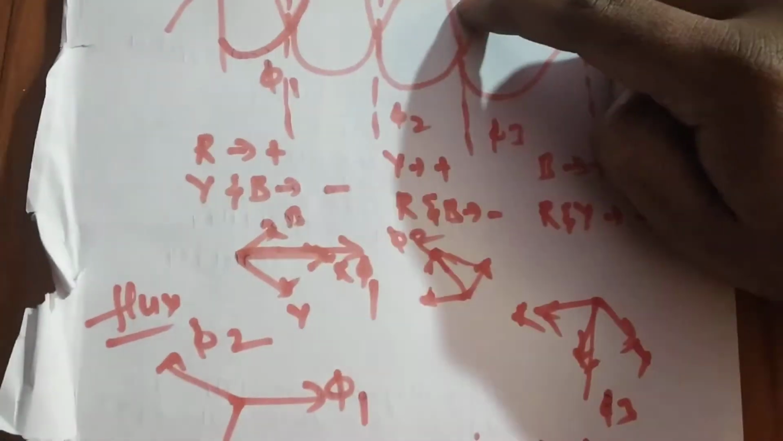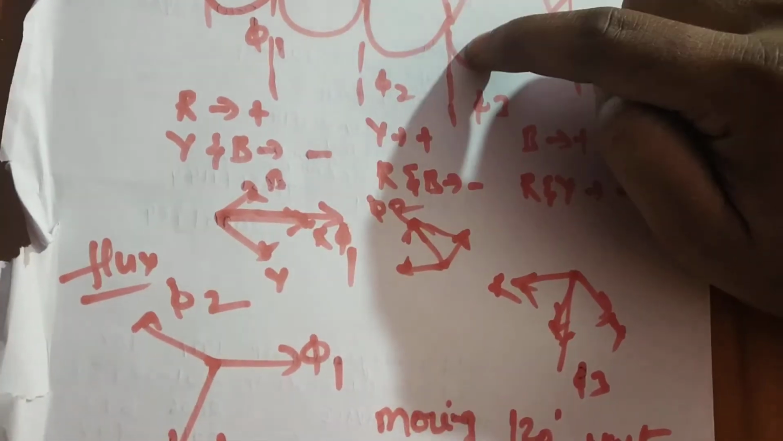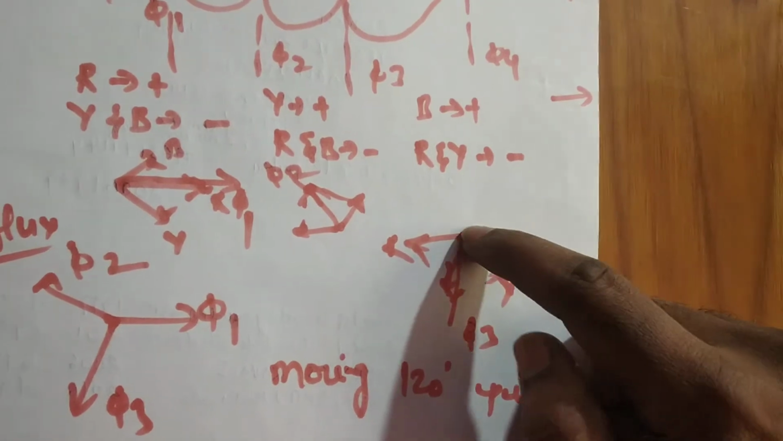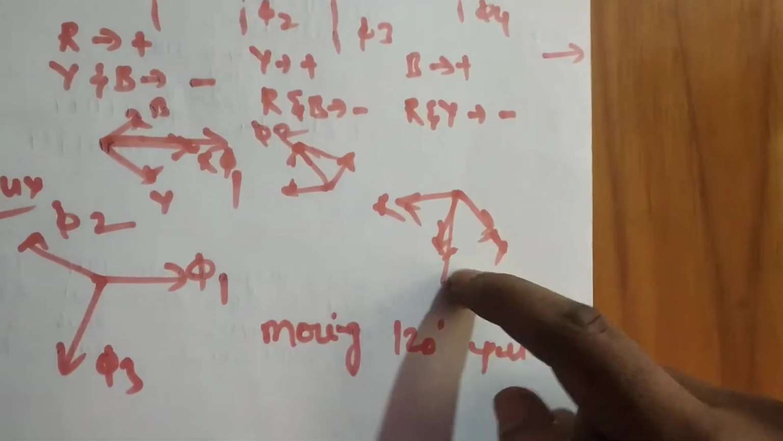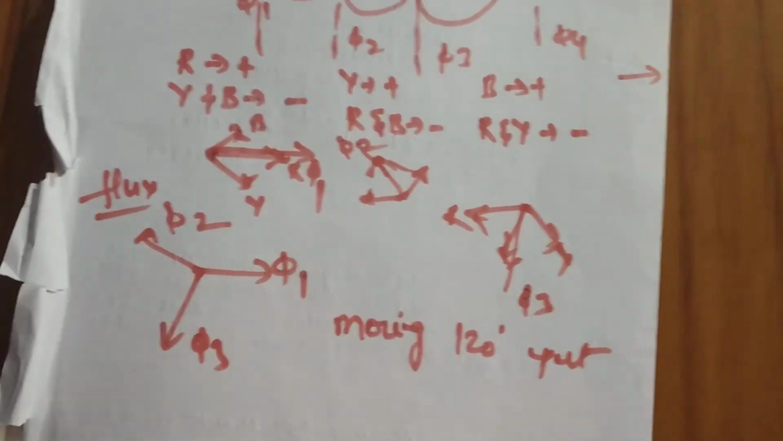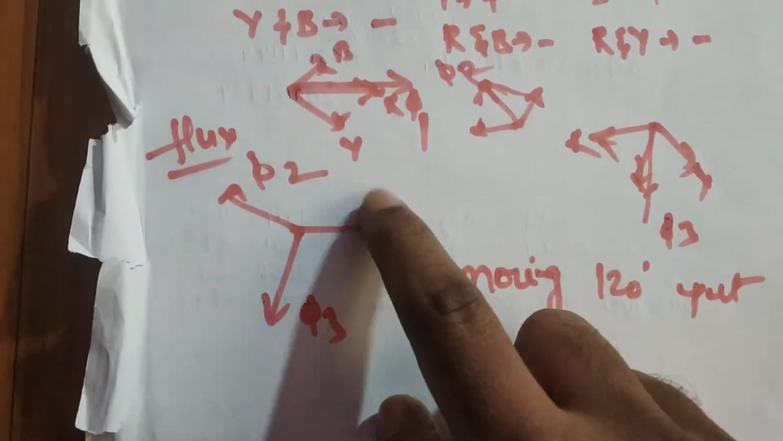And come to this position. So B is positive. Next, R and Y are negative. So B is positive like this, R and Y are negative. The resultant will be like this, phi3. You will see how the flux is traveling. At position 1, the flux is like this. At position 2, the flux will be like this. At position 3, the flux will be like this.